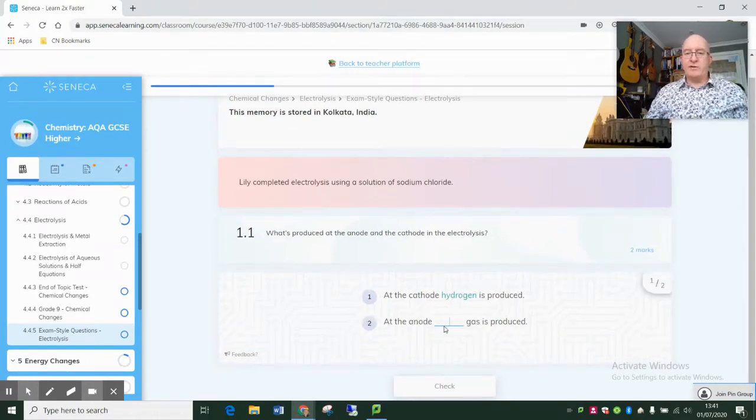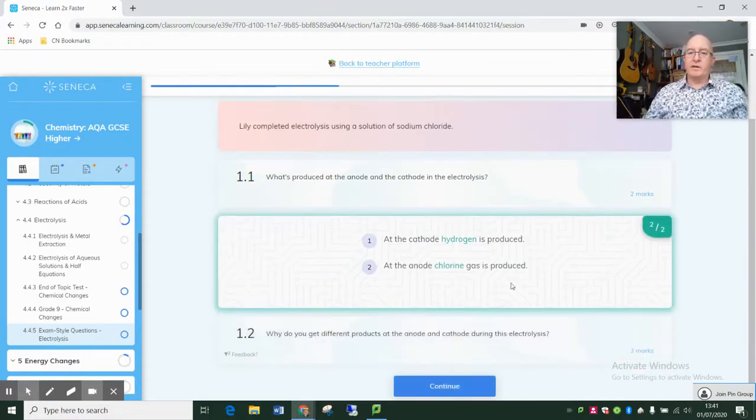At the anode, so this is a positive electrode, we're going to attract negative ions, and our possible ions are Cl minus and OH minus. So when it's a halogen, halogens always take priority over anything else like oxygen that might be produced. So chlorine gas is what is produced there.